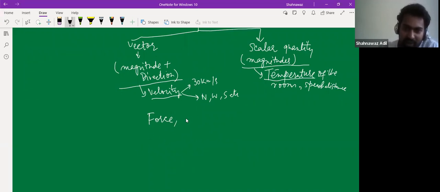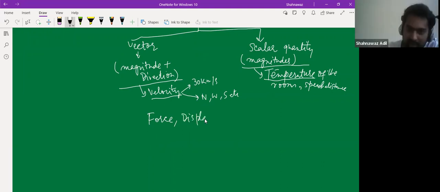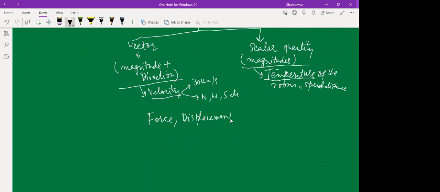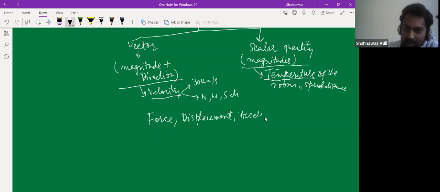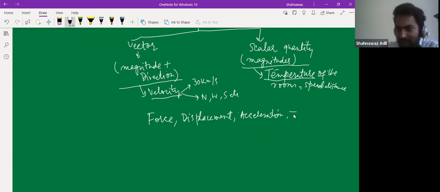And what are other examples? Can you name a few? Displacement, yes. Acceleration, yes. And so on. Torque and momentum, linear momentum, angular momentum, these are all vector quantities.